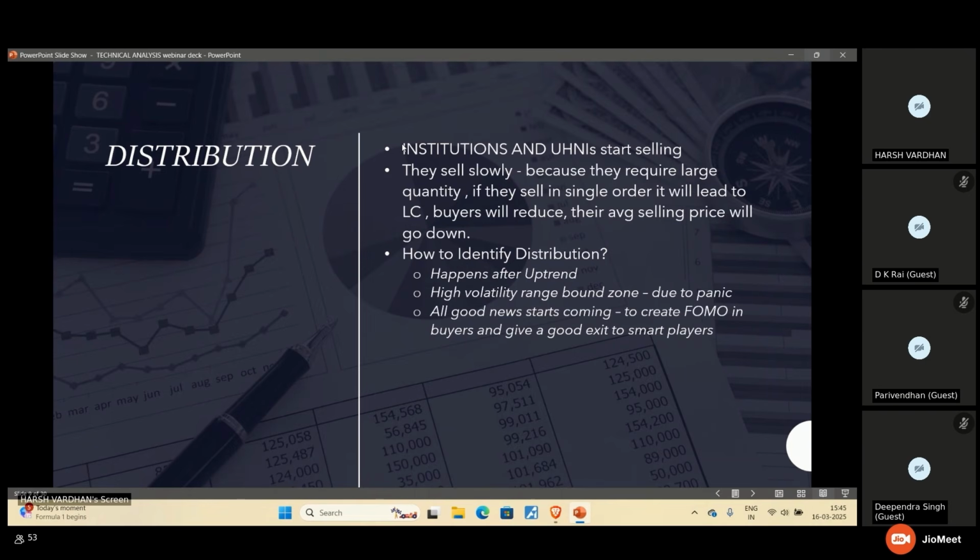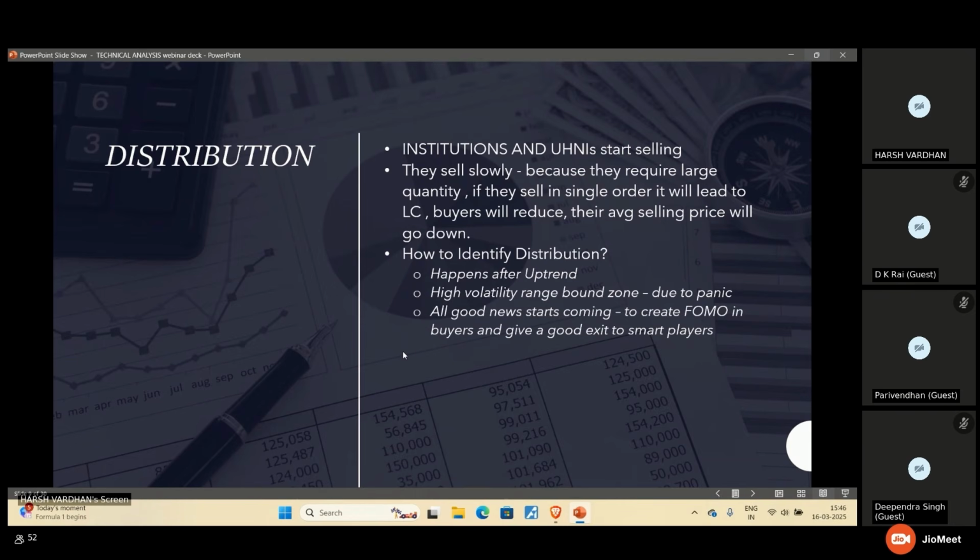So here, obviously, it's completely opposite of the accumulation. Here, institutions and ultra HNIs start selling. They also sell slowly because they require large quantity. If they obviously sell in a single order, then it will be LC and all. So it happens obviously after an uptrend, because market has been in an uptrend, valuations have become expensive. Now they will look to book their profits.